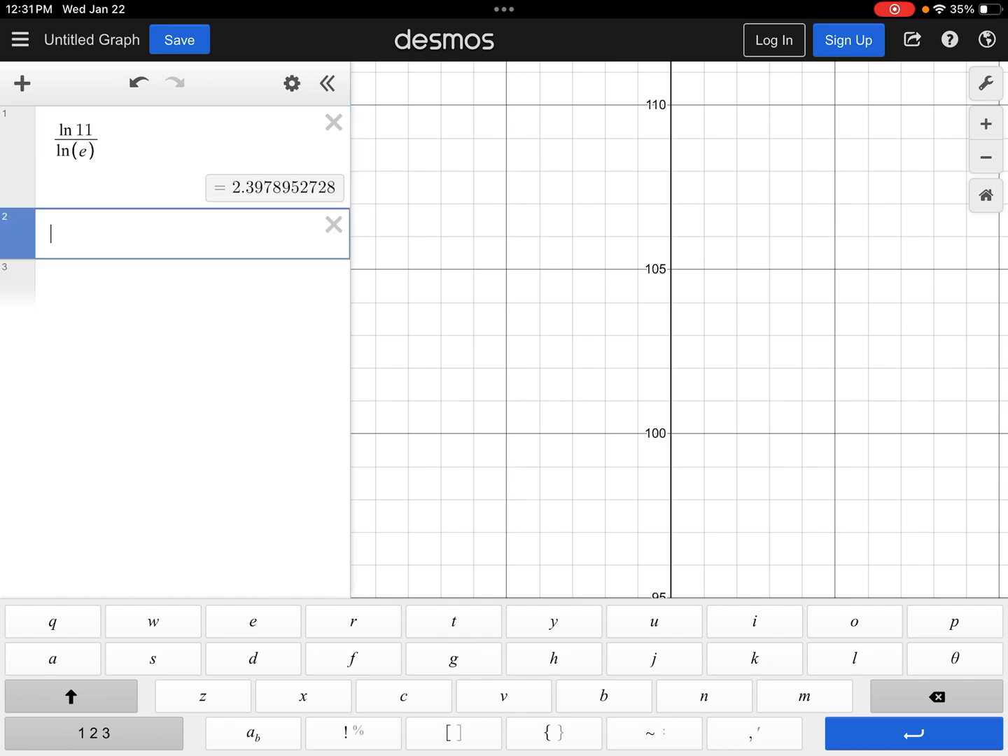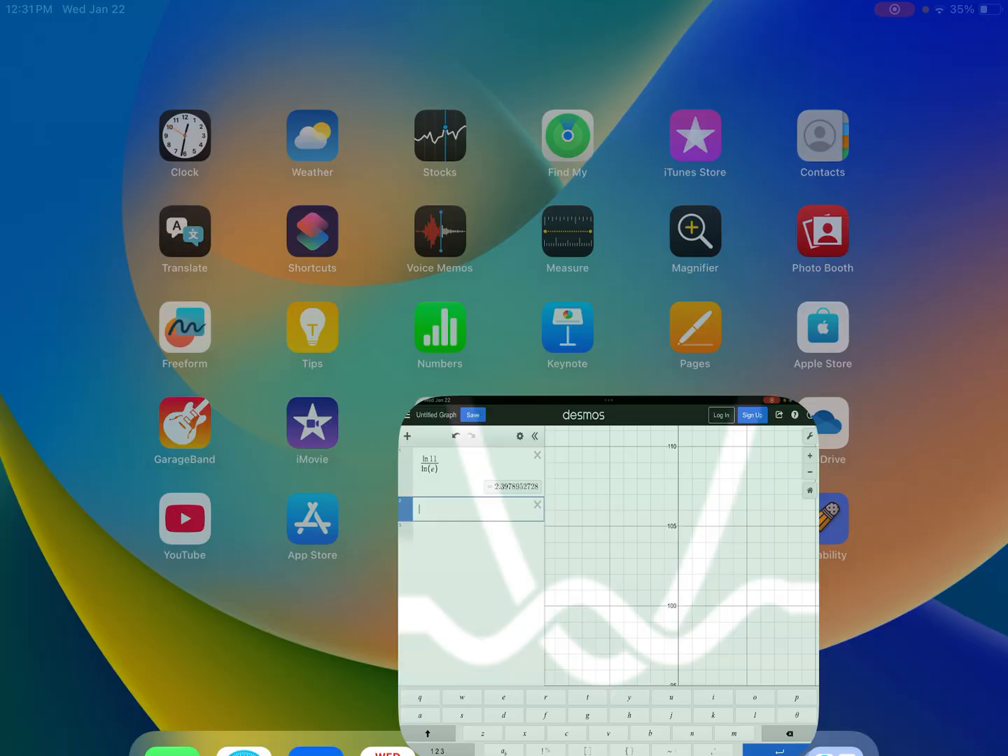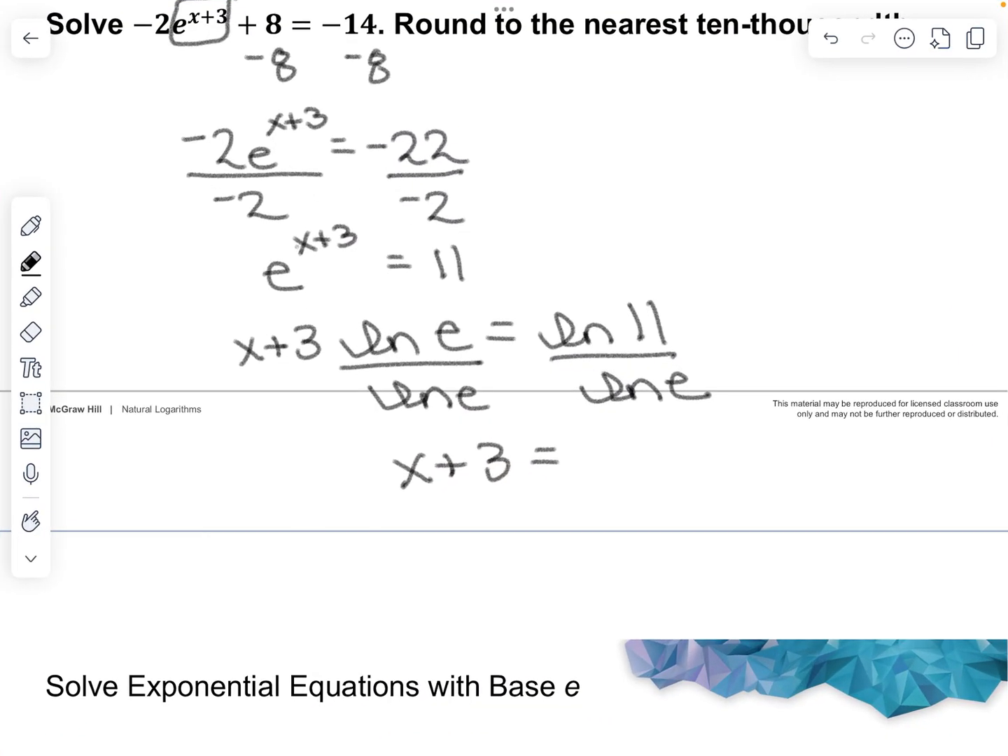So we need 2.3979. And now subtract 3 from both sides. x equals negative 0.6021.